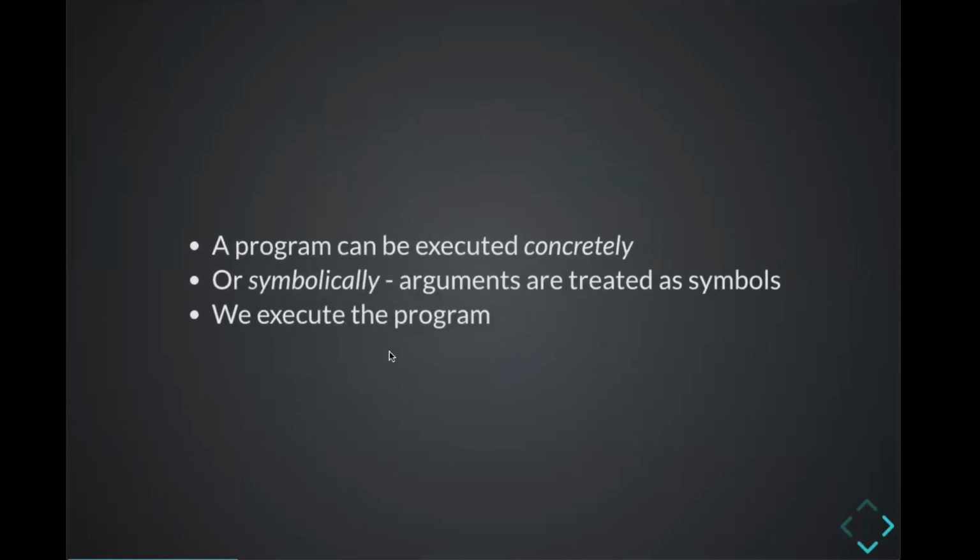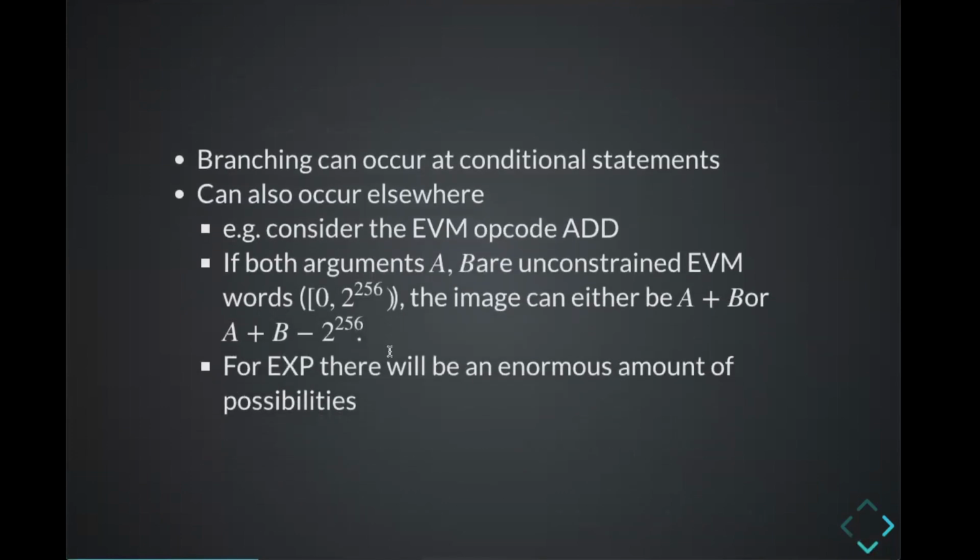A program can be executed concretely with specific arguments, or symbolically, where the arguments are treated as symbols, which is just a fancy way of saying variable. So during symbolic execution, we execute the program symbolically. Or I should say the control flow graph of the program would be a more specific way of saying that. And branching can occur as a result of this. Add conditional statements, such as if, while, and so on. But it can also occur elsewhere.